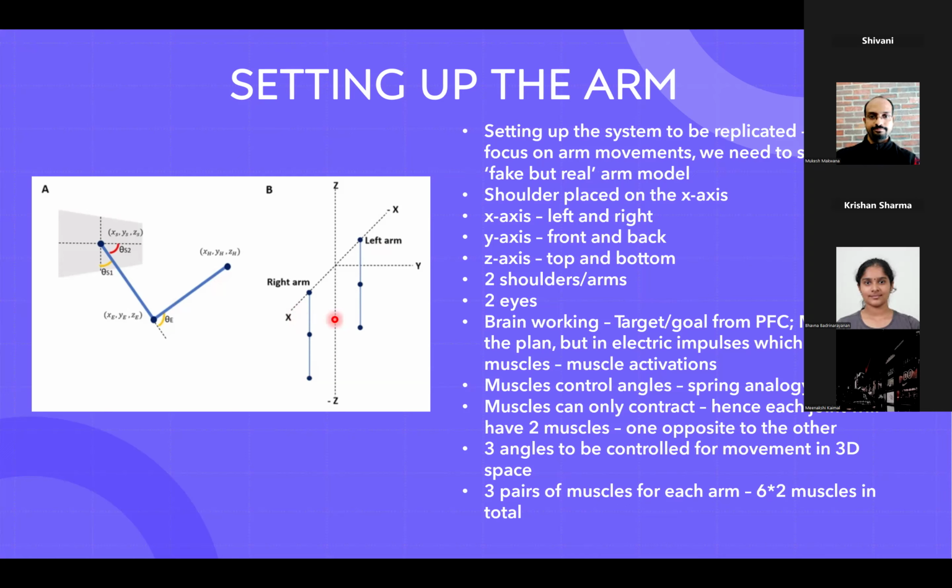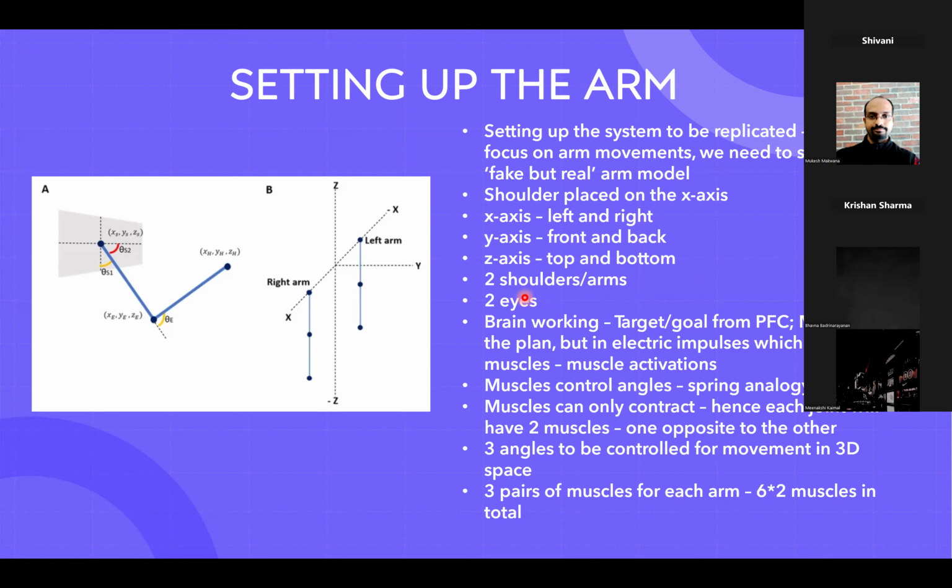Now the shoulder is placed on the x-axis at a particular point, xs, ys, zs, defined arbitrarily by me. I am considering my 3D space to look like this, where my x axis defines the left and right movements, y axis represents front and back, and z axis represents the top and the bottom. On such a defined 3D space, I include two shoulders and arms and two eyes.